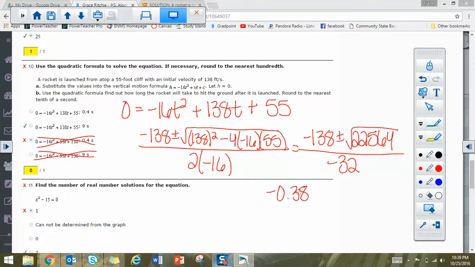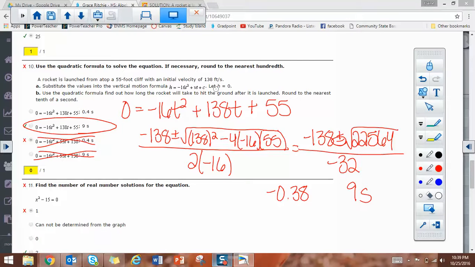So we want to do the problem again, except now we want to use the negative square root. So it's still negative 138, but now it's minus that square root. That gives you negative 288 point something. Divide by negative 32, and now you get positive 9.00 something. So 9 seconds. Looks like that's your answer there.